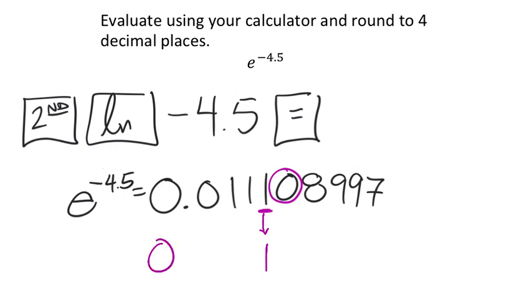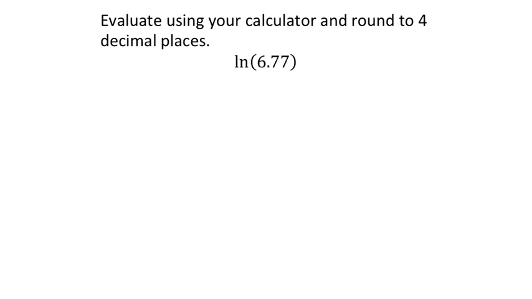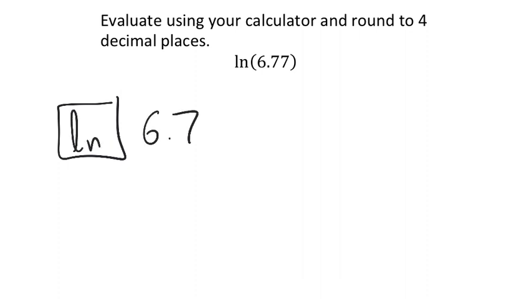And I end up with 0.0111. Done. These ones are great because we just need to put in the calculator. This one, you don't have to push the second button. All you got to do is push the natural log button. Again, it's at the top left-ish. And then type in 6.77. Then push enter.